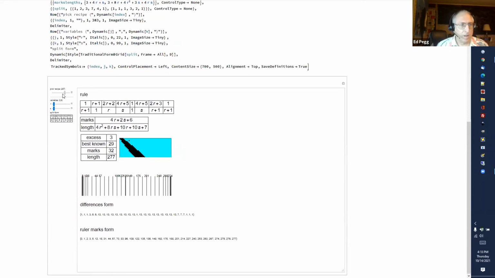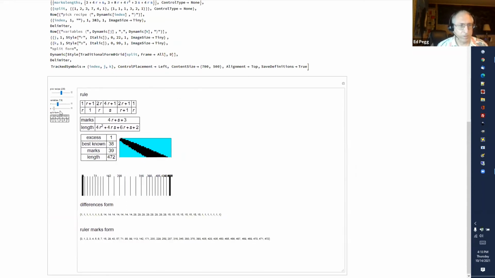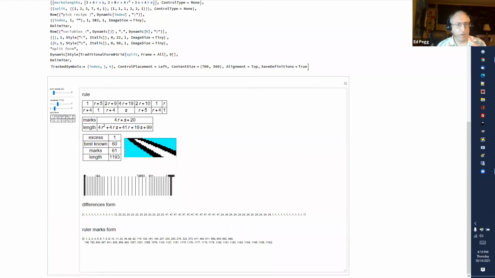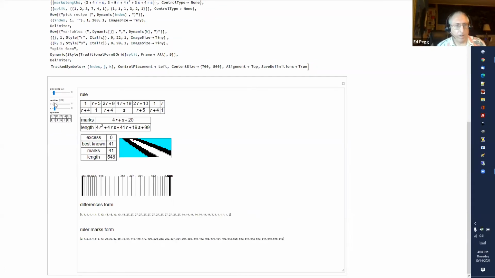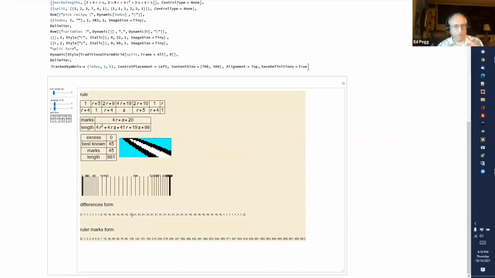Here's a 300-and-something recipe, and there's a demonstration that has these. If the dot is in black, that means it's an excess 1 ruler. If it's in the white area, like this is a recipe, and the red dot is currently showing a length 661 ruler. You probably can't see that, but these are the differences and the ruler marks for that particular ruler using this recipe. I found 300-and-something Wichmann-like recipes.